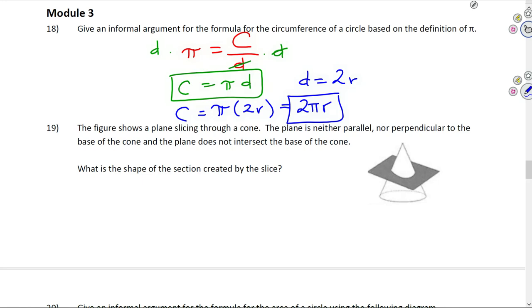In number 19, the figure shows a plane slicing through a cone. The plane is neither parallel nor perpendicular to the base of the cone, and the plane does not intersect the base of the cone. What is the shape of this section? Well, if you cut a cone not parallel to the base, what you actually get is an ellipse. Is it 2 L's or 1? I always doubt myself. Okay, you get an ellipse.